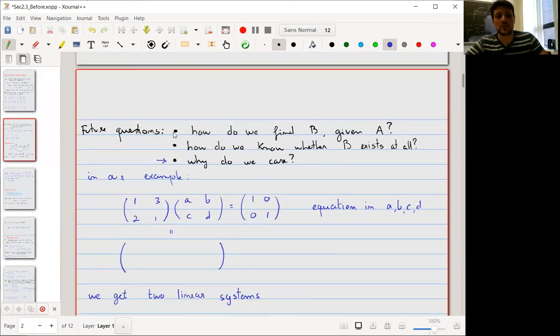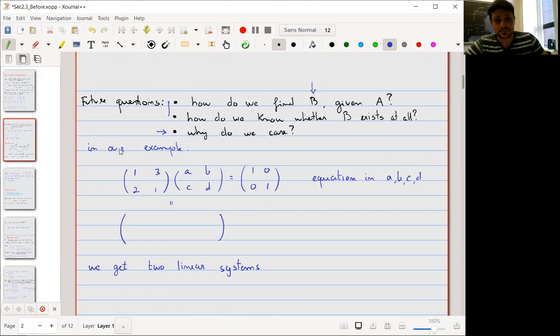Before we move to why we care, let's try our luck with the first two in our little example. So how did I come up with B in this example? Here's one way. We don't know what B is, so we don't know what the entries A, B, C, D of our matrix B are, but we know what we're looking for. We're looking for them to multiply to the identity matrix.